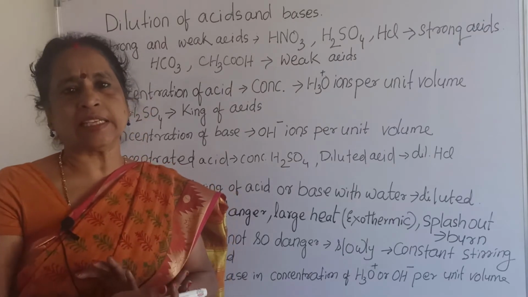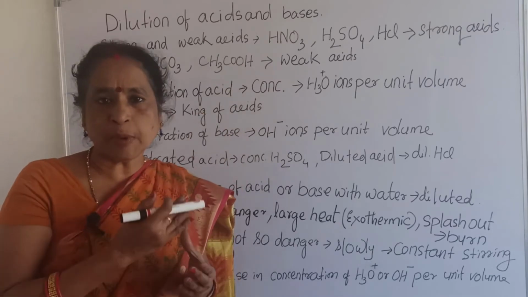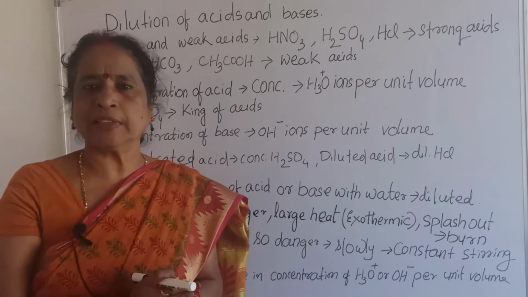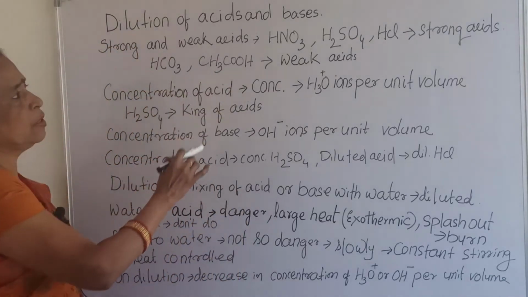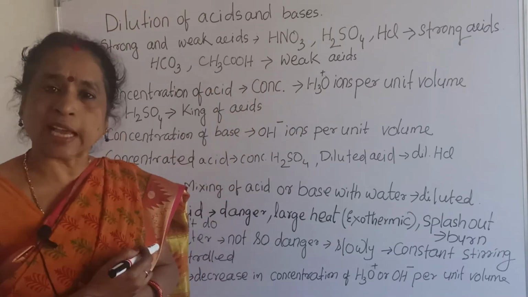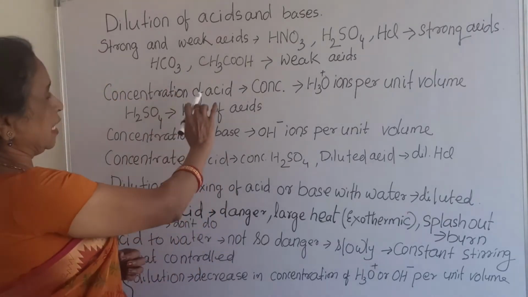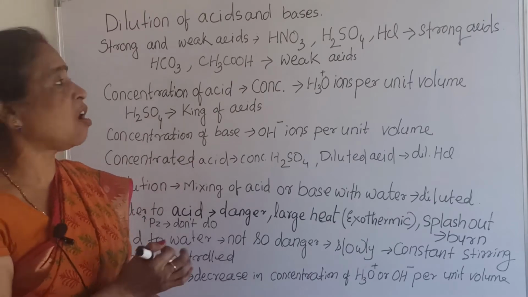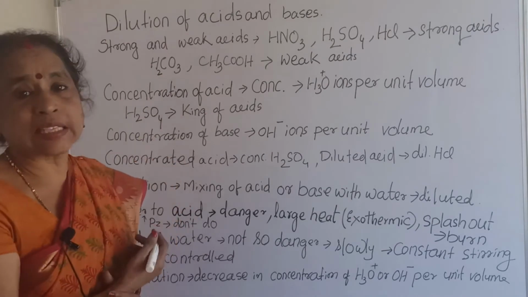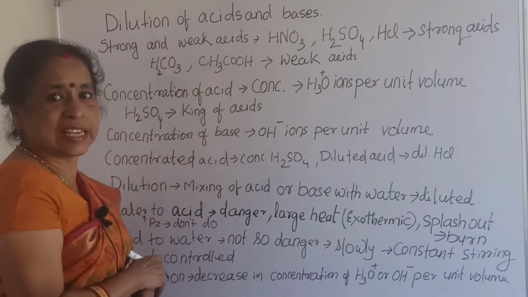Strong and weak acids, only in 10th class we should know examples. What is meant by strong and what is meant by weak acid will be clear in 11th class chemistry. Now examples, I already told: nitric acid, sulfuric acid and hydrochloric acid are called strong acids, whereas carbonic acid, H2CO3, and acetic acid are called weak acids. So what are the examples of weak acid? Carbonic acid and acetic acid.